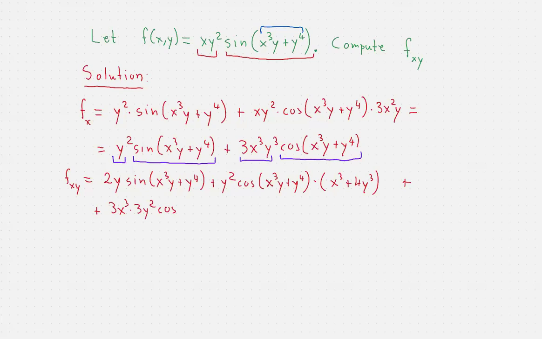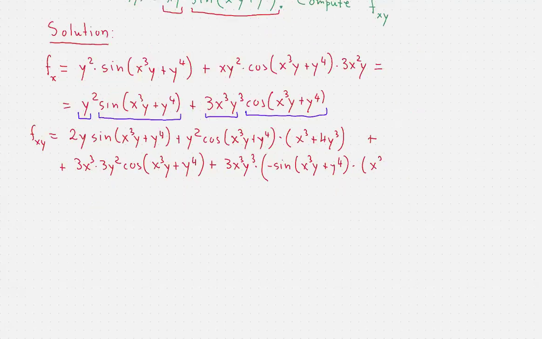And then again, by continuing our product rule, we will have 3x cubed y cubed times, and now we want the derivative of cosine of a certain quantity. The derivative of cosine is negative sine, so we will have negative sine of the same quantity times the derivative with respect to y of that quantity, and this will be x cubed plus 4y cubed, something that we have already encountered.